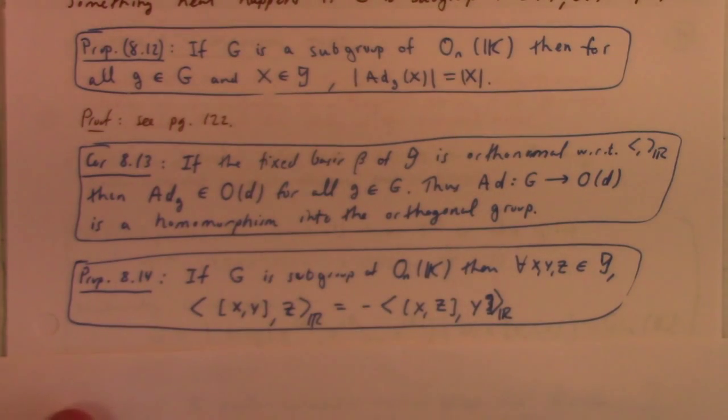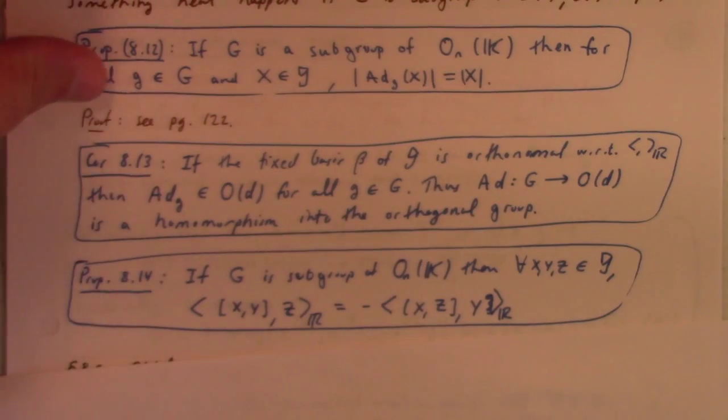Proposition 8.14: if G is a subgroup of the n by n orthogonal transformations over K, then for all x, y, and z in the Lie algebra, we have that the bracket [x,y] with z is equal to minus the bracket [x,z] with y. So if we trade the z and the y here, see that? They traded places, then we generate a minus like that. And that's the real inner product.